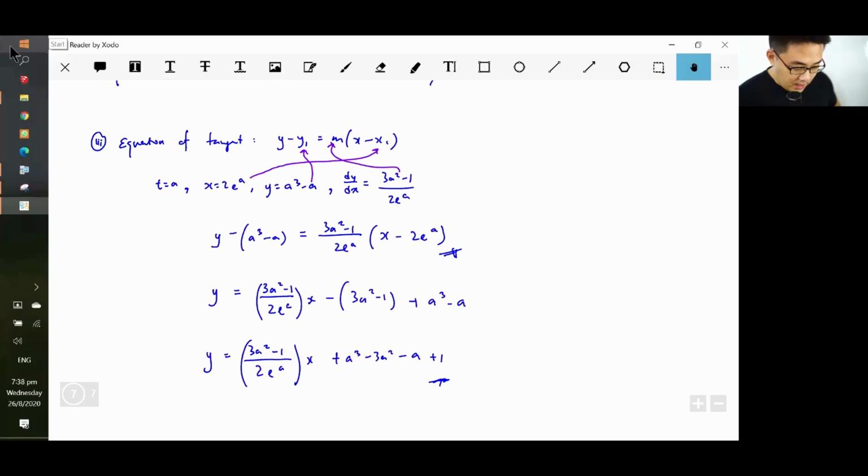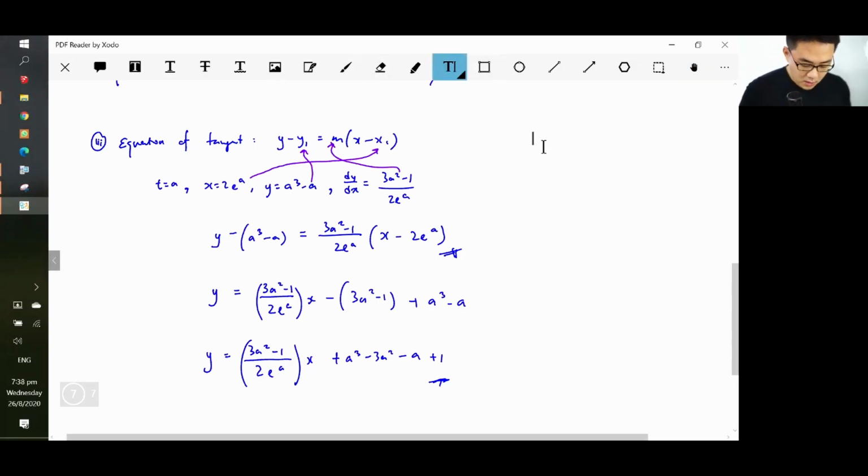Now, remember what I said. For a parametric equation, if you want to find the points, you find the parameter. You want to find the coordinates, you find the parameter. You find the equation of tangent, you find a parameter. You find the normal, you find a parameter. You find area, everything is parameter.